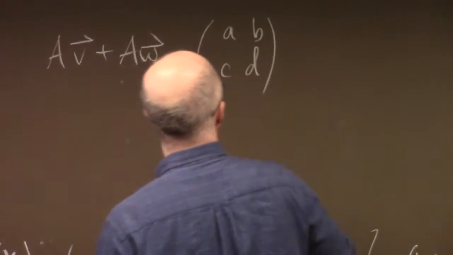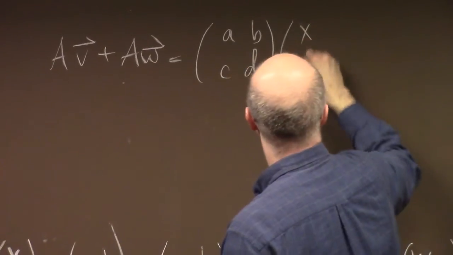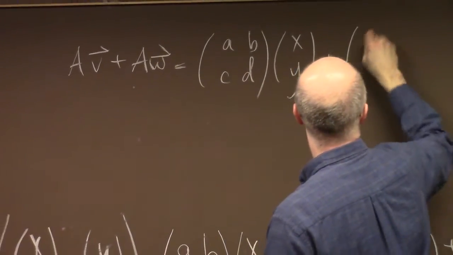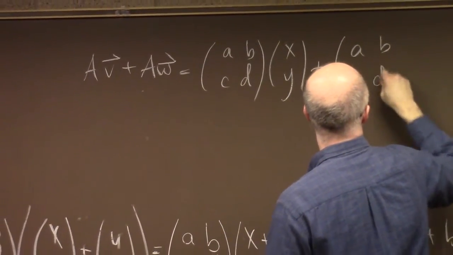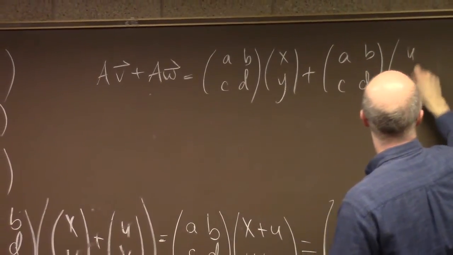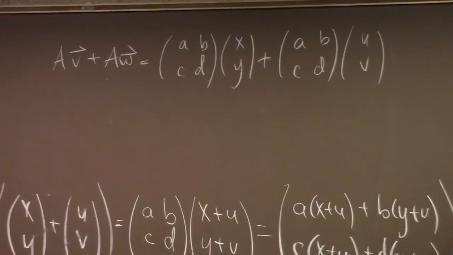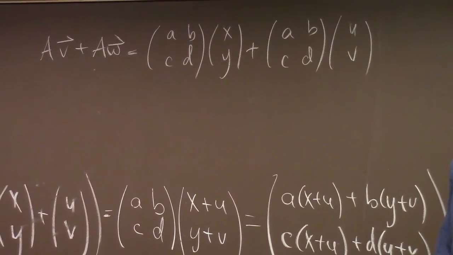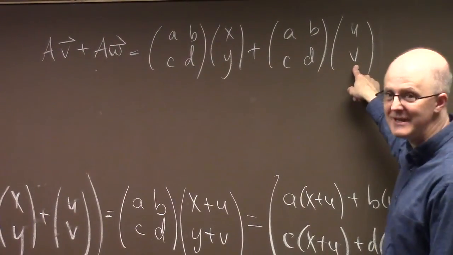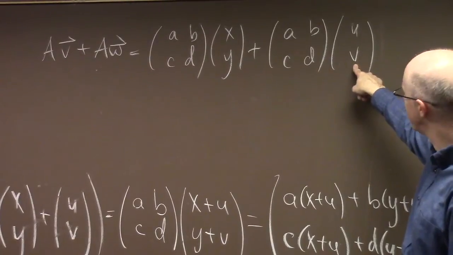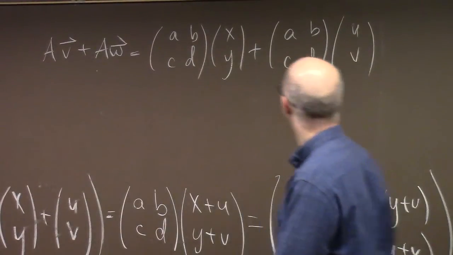a, b, c, d is capital A. x, y is v. Again, a, b, c, d is capital A. And now u, v is the vector w. I probably shouldn't have used u and v, I realized. I'm using v for two different things. But that's a number and that's a vector right there.